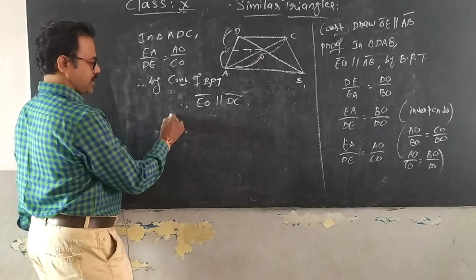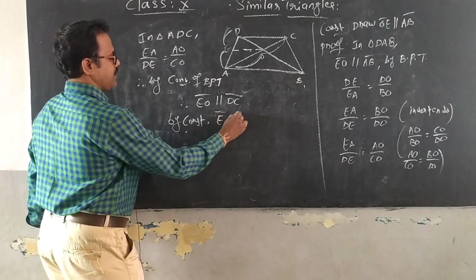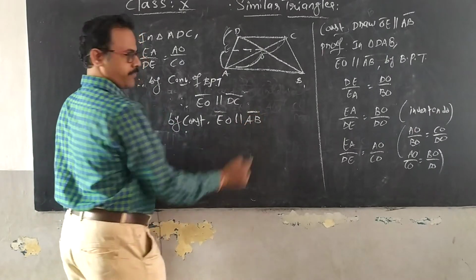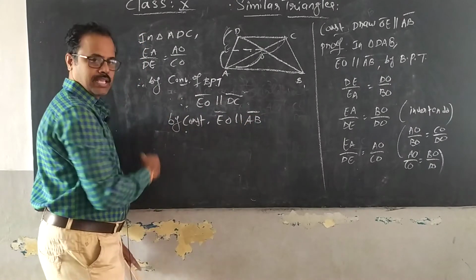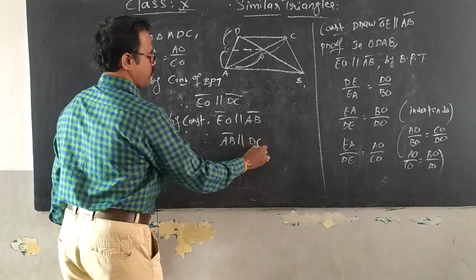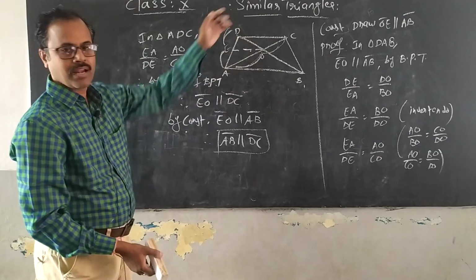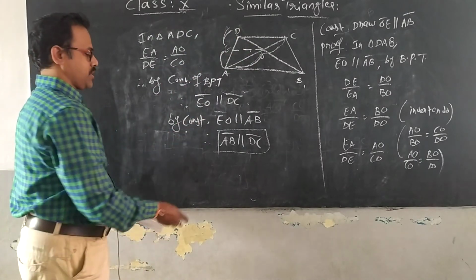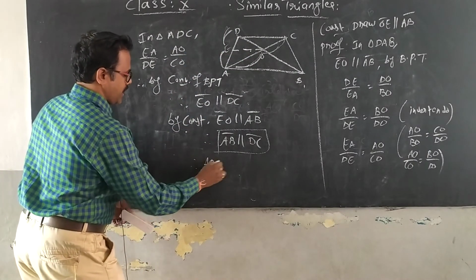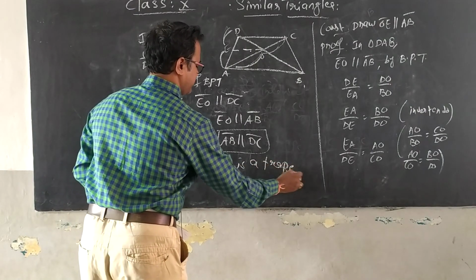But by construction, you can say EO parallel to AB. Now, who is common here? EO. Therefore, you can say AB line segment parallel to DC line segment. If one pair of opposite sides are parallel, then it is a trapezium. Therefore, ABCD is a trapezium.